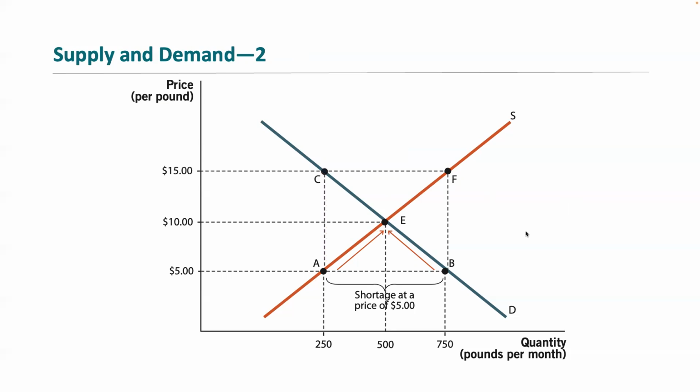If the price goes up to $15, there's going to be a quantity supplied at point F of 750 and a quantity demanded all the way back at point C of only 250. In this case, we have a surplus because we have a greater supply than the demand that is present. In that case, suppliers will have to lower their price, which will eventually move us back to that equilibrium point as well.